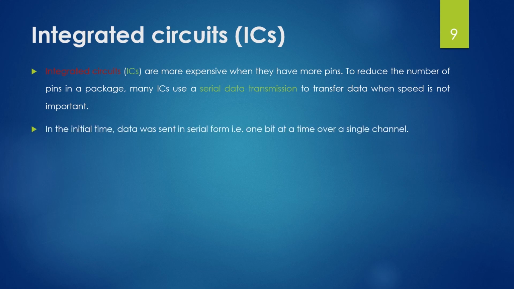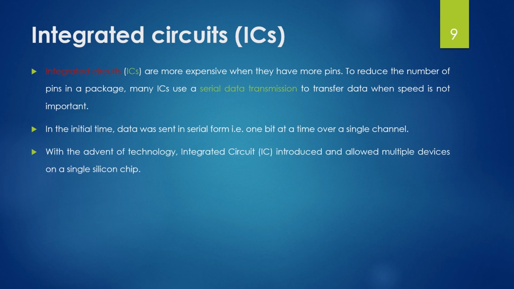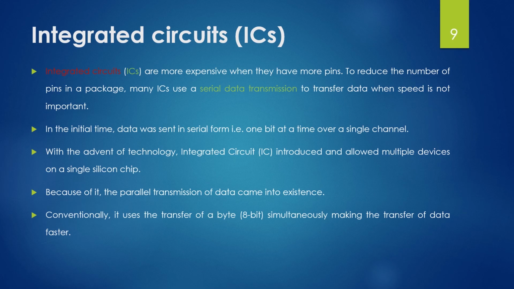In the initial time, data was sent in serial form, for example 1 bit at a time over a single channel. And with the advent of technology, integrated circuits were introduced and allowed multiple devices on a single silicon chip. Because of this, parallel transmission of data came into existence, and conventionally it uses the transfer of a byte, that is 8 bits, simultaneously, making the transfer of data faster. So the standard parallel interface uses a 36-wire heavy cable that was also expensive.